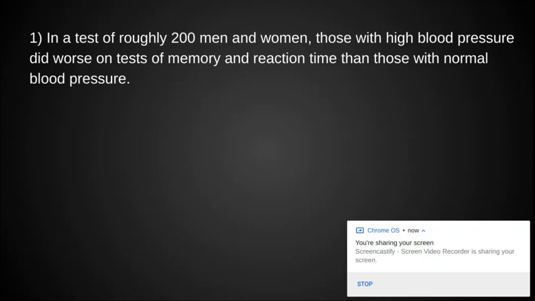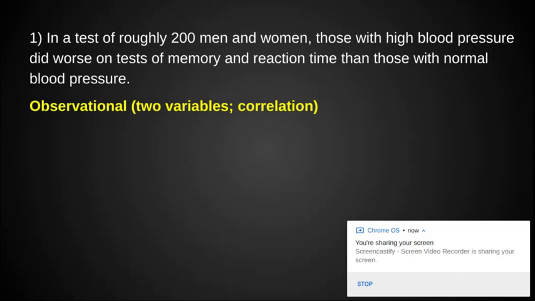So, in number one, in a test of roughly 200 men and women, those with high blood pressure did worse on tests of memory and reaction time than those with normal blood pressure. This looks like there are two variables, so it's experimental or observational. And you have to think of, are these people manipulating something? No, this is observational. There's only two variables. They're just going to look for a correlation for this.